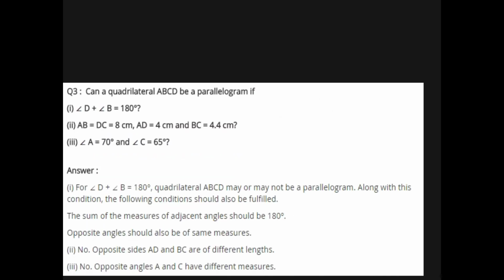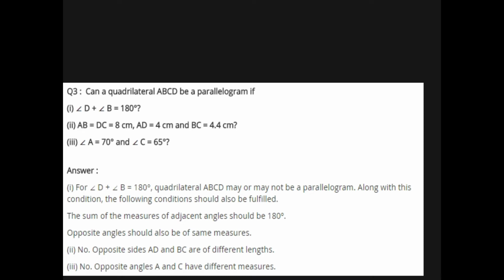Now see question number 3, what is given? Can a quadrilateral ABCD be a parallelogram if angle D plus angle B is equal to 180 degrees? It is possible that if angle D and angle B are 180 degrees, then the quadrilateral ABCD may or may not be a parallelogram. Along with this condition, the following conditions should be fulfilled.